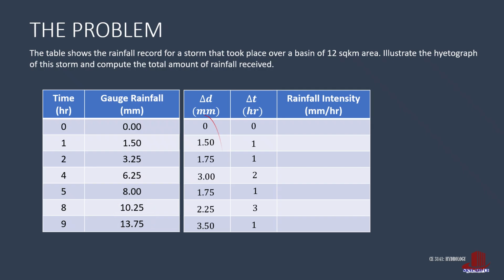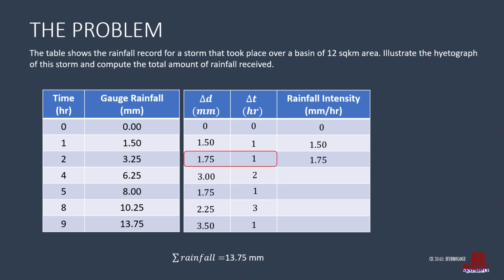Before we proceed further, we can compute the total amount of rainfall by taking the summation of delta D, which is 13.75 mm. After completing delta D and delta T, solve for the rainfall intensity by taking the delta ratios. The first is 0, followed by 1.5 divided by 1, making 1.5.